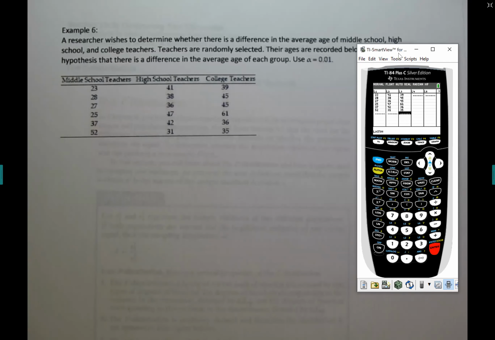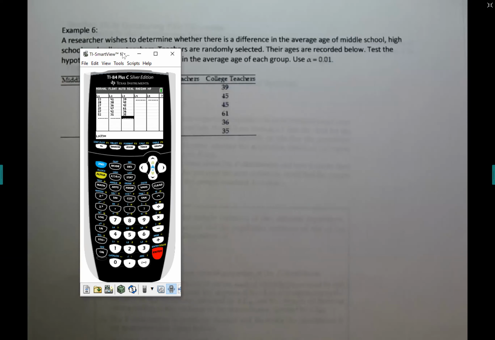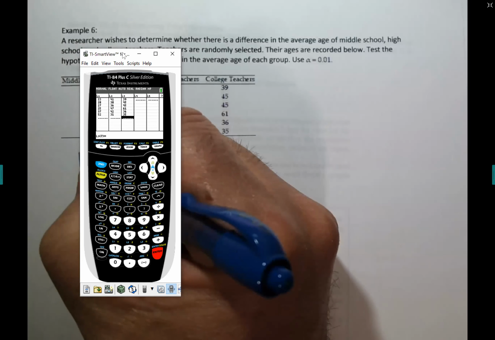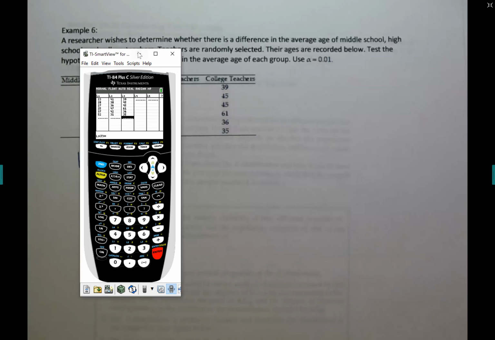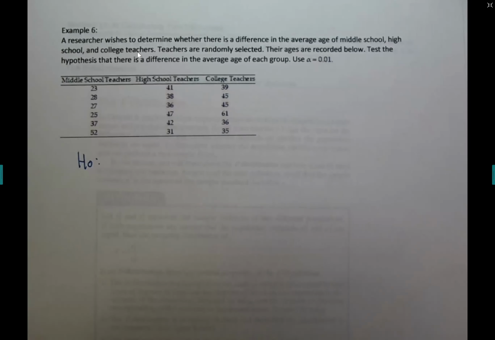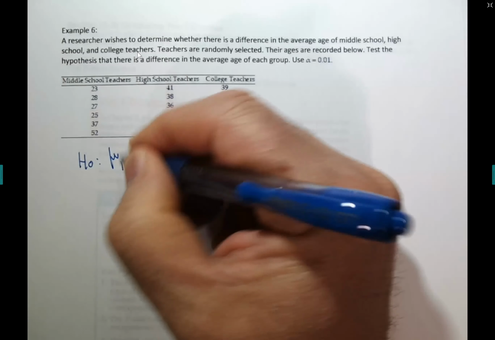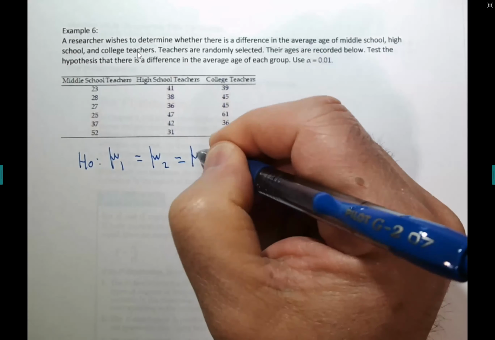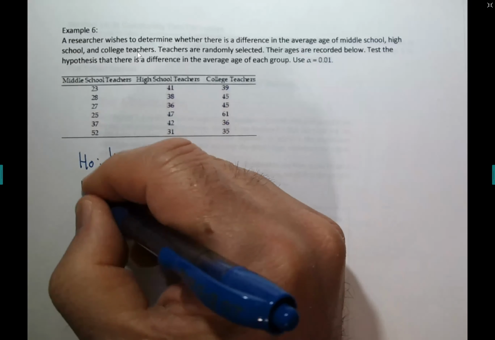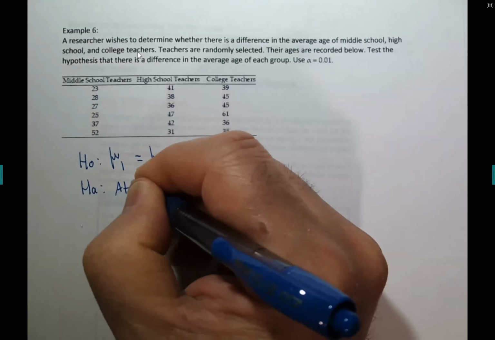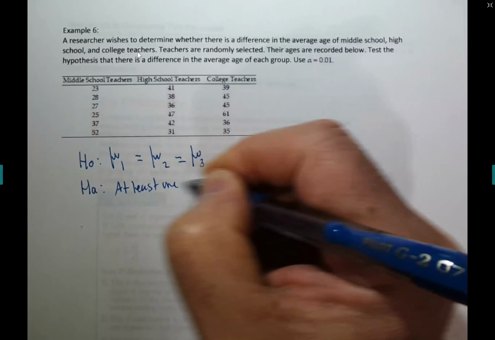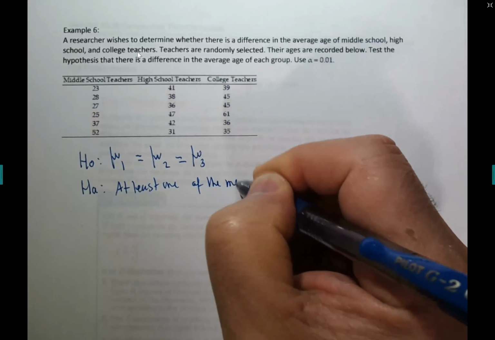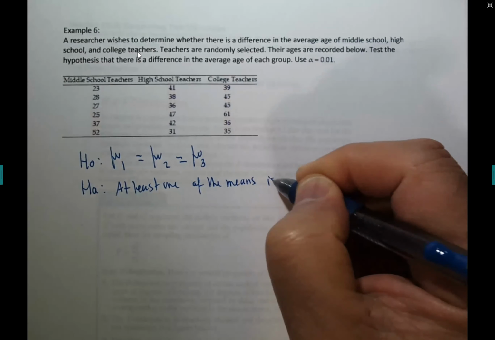Their ages are recorded below. Test the hypothesis that there is a difference in the average age of each group. So here's how you start, guys. H0: Mu1 stands for middle school, Mu2 for high school, and Mu3 for college. HA: at least one of the means is different from the others.